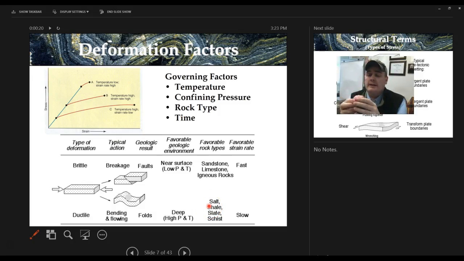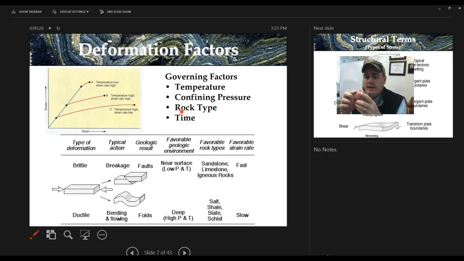Okay, so I got cut off there last time. But anyways, remember, temperature has an impact on a material. If I have a rock and I put that rock under heat or pressure, depending on how much pressure or how much heat, it will react either brittly or ductily. But also the type of rock or the type of material it's made up of has a big impact as well.